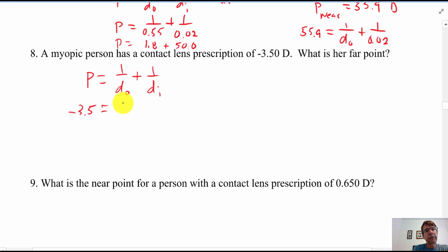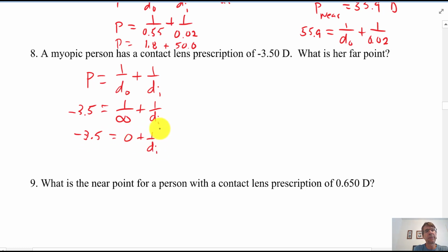So the rule is, you want the object relative to the lens to be infinitely far from the lens, plus 1 over d sub I. This will give us the distance to the lens. So this all applies to the lens. However, now that the lens is on your eye, this also applies to the eye. So bottom line, negative 3.5 equals 0 plus 1 over d sub I.